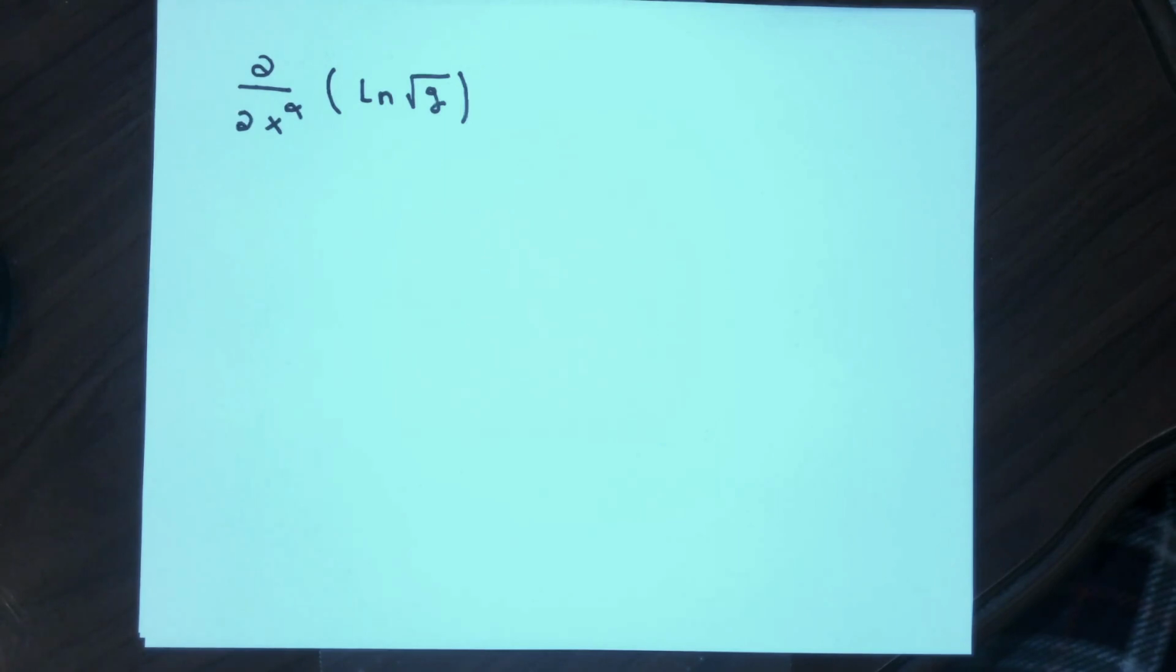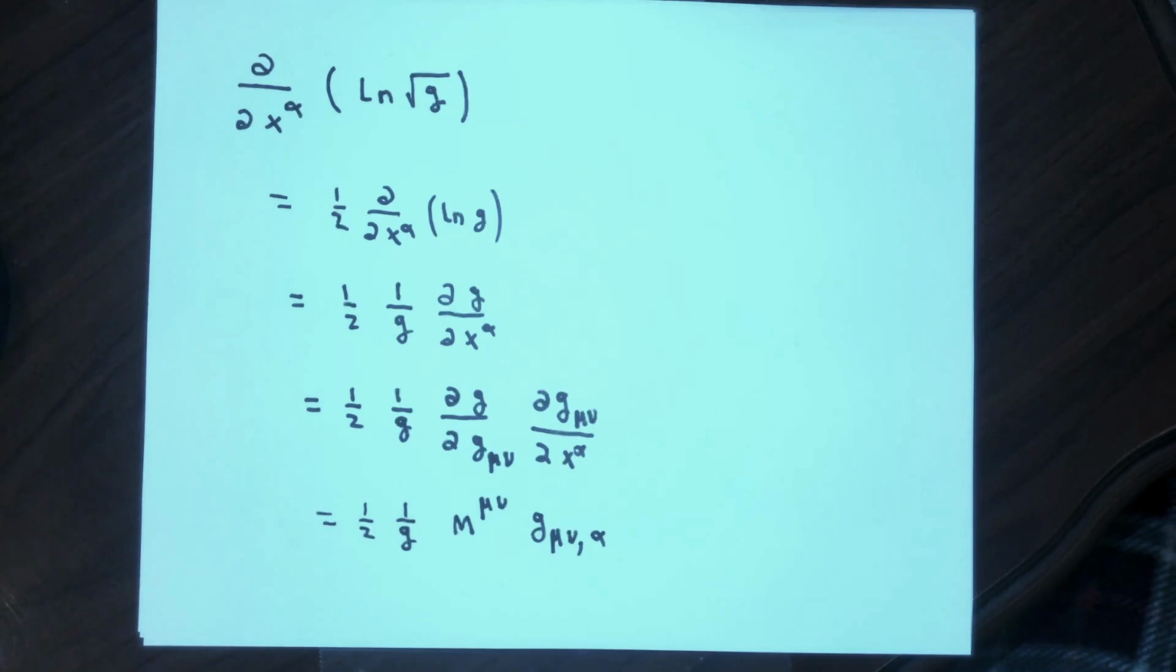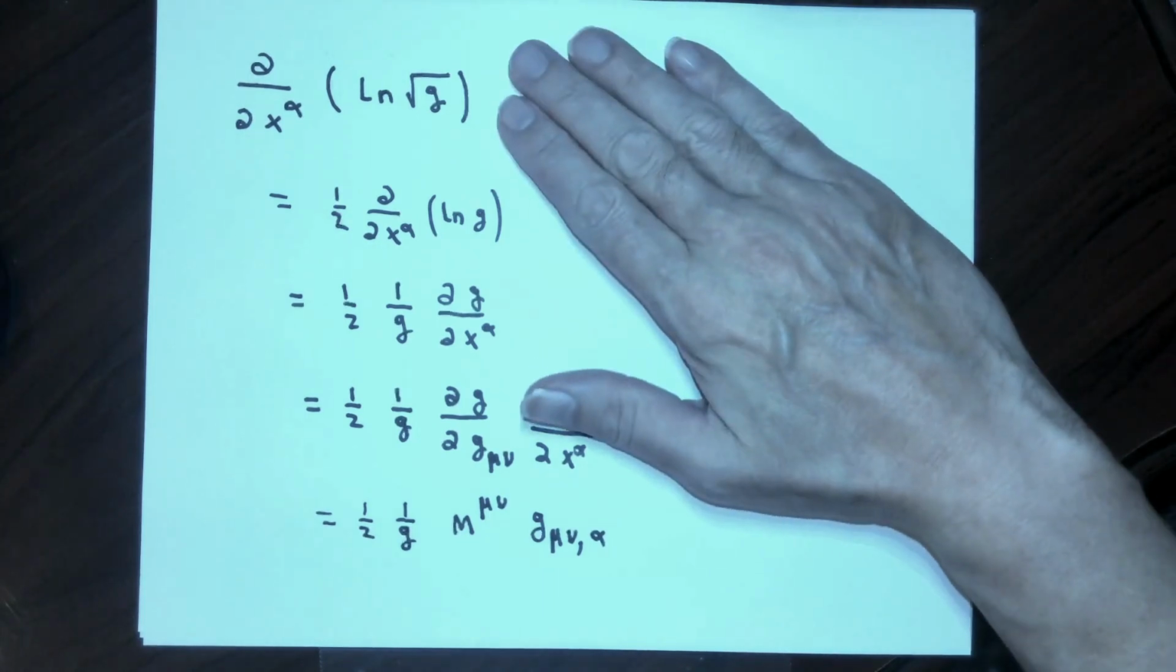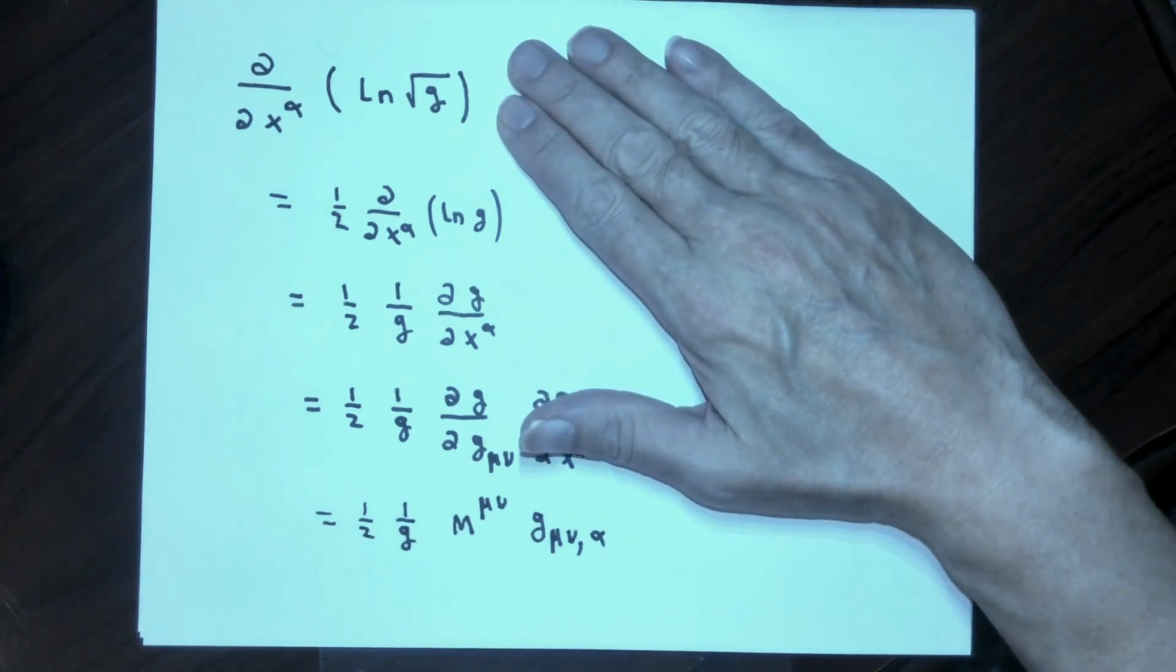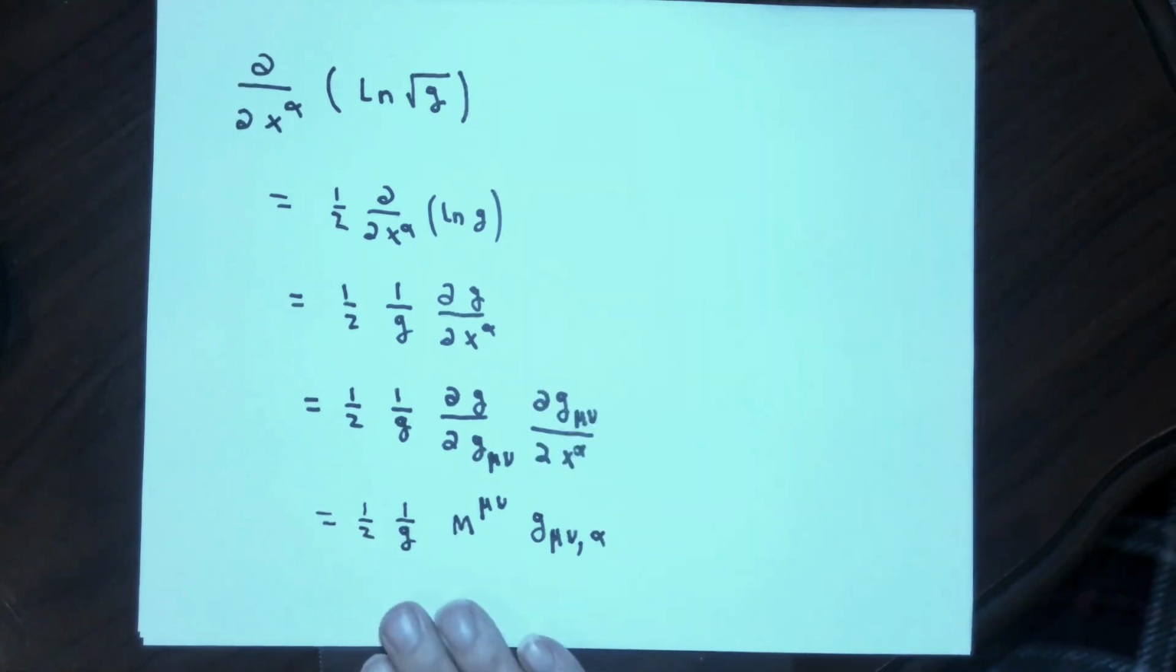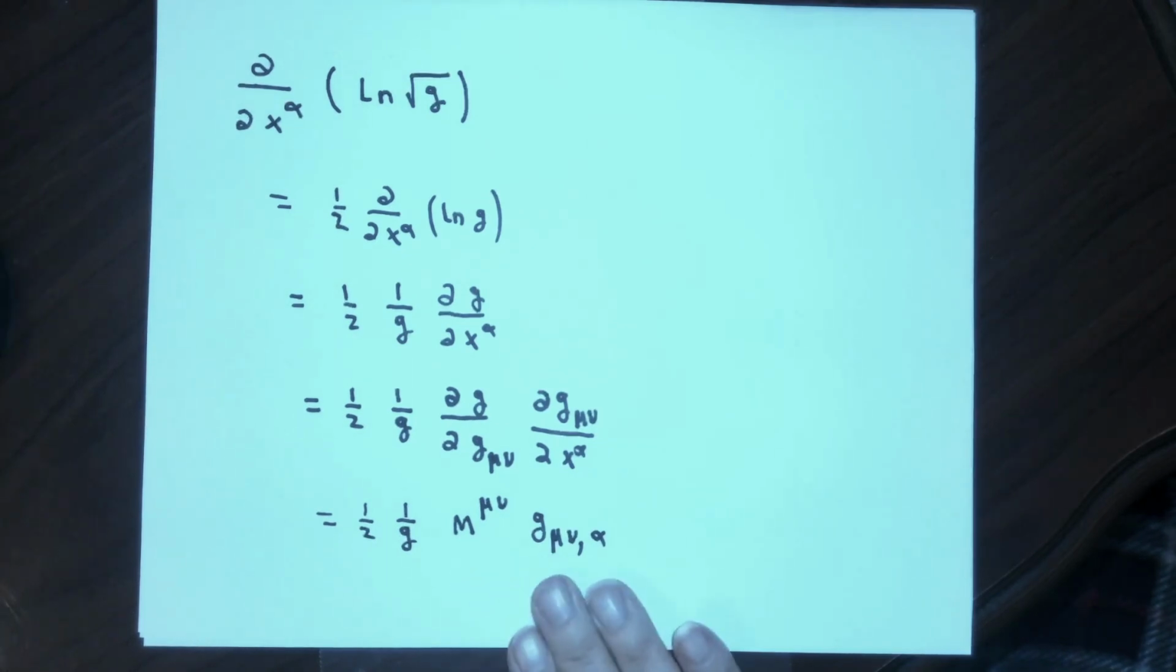If we're doing special relativity, people will often write negative g under the radical sign to take care of the fact that the determinant of the metric is negative. We'll talk more about that later, though. Doing the chain rule a couple of times, again, we find out that the partial with respect to x alpha of natural log of a radical g is 1/2 1 over g m mu nu g mu nu comma alpha.